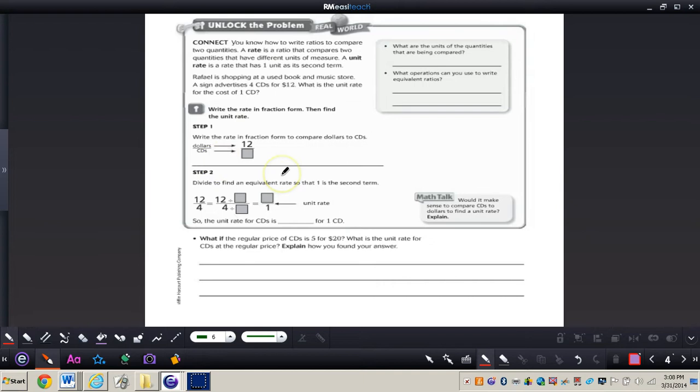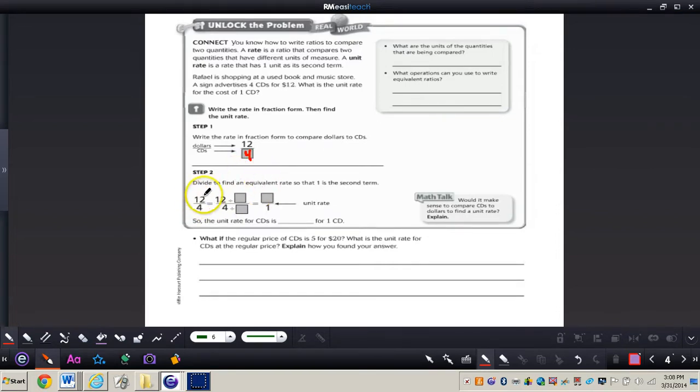Okay, so we can take a look at step 1. It says write the rate in fraction form and then find the unit rate. So that's pretty easy here. So we have dollars, and then how many CDs did we have? What I'll have you do is just write it right in there. We had 4 CDs to begin with. And then from there, step 2 is we're going to divide, try to find an equivalent rate so that 1 is the second term.